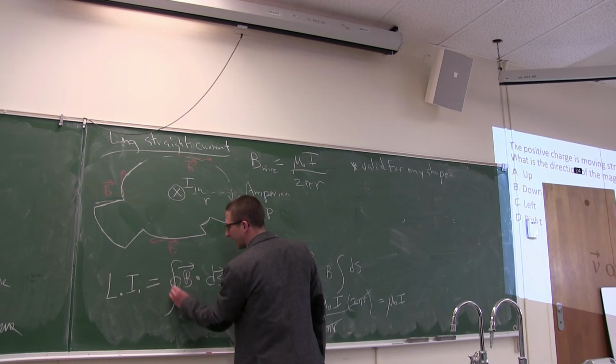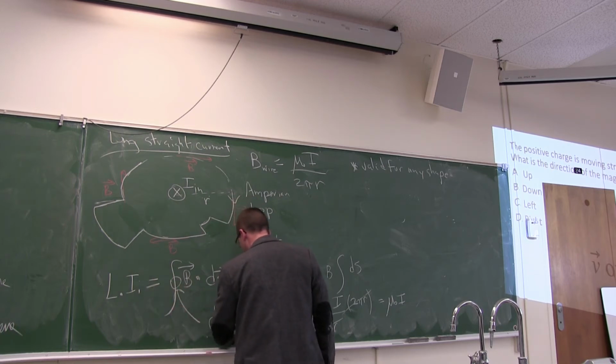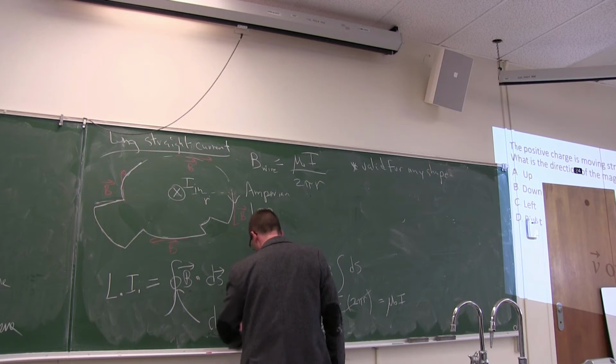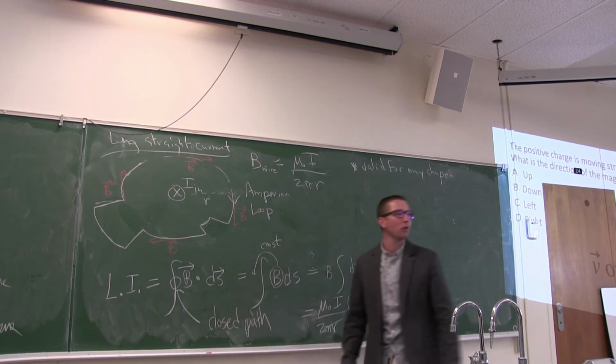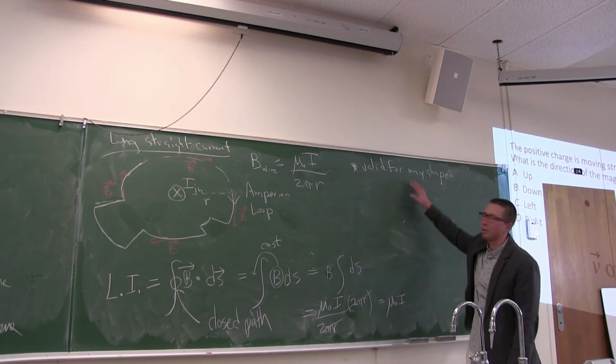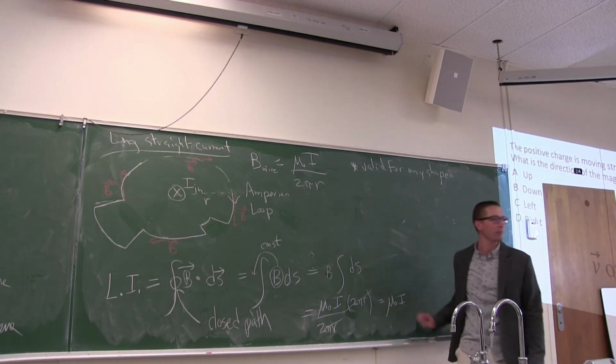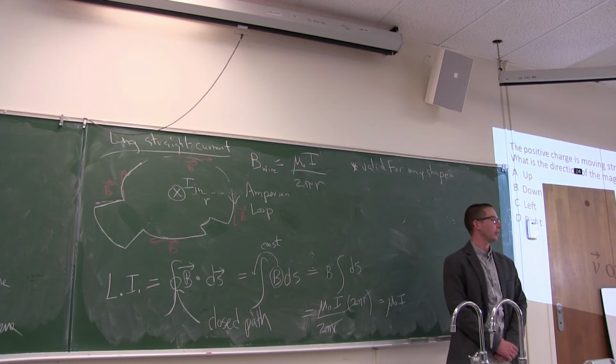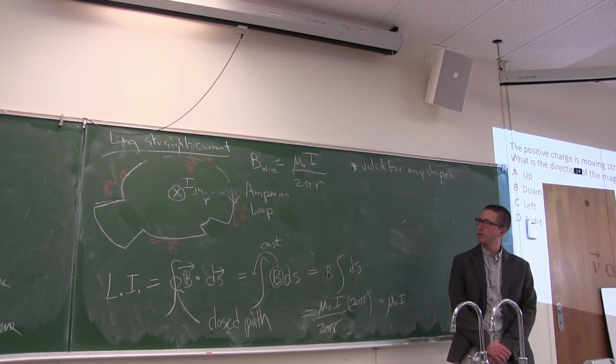And that is, I'm going to put a circle here, again, to indicate it's a closed path. As long as the path is closed, regardless of the shape, it doesn't matter, I always get mu naught times I.